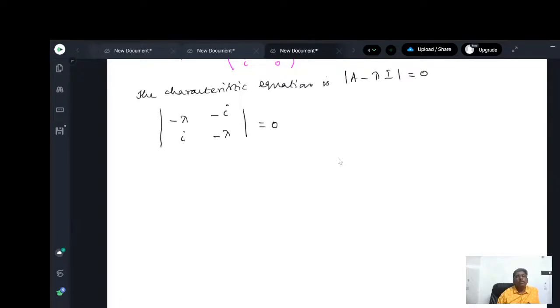If you simplify, lambda square minus 1 is equal to 0, because i square is minus 1, already one minus sign is present, so this is plus 1. Lambda square minus that plus 1, that is lambda square minus 1 is equal to 0. Then lambda equal to plus 1 and minus 1, so you can have lambda 1 equal to plus 1 and lambda 2 equal to minus 1. Two roots we can have.